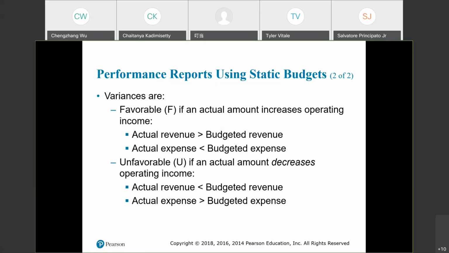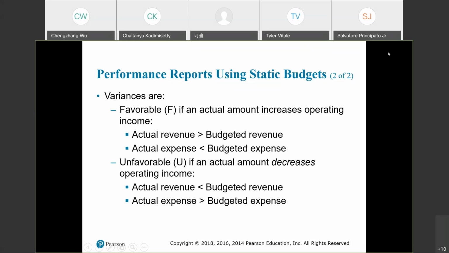So when we look at the variances, there are two categories in general: favorable and unfavorable. We could say a favorable variance is when an actual amount increases operating income.